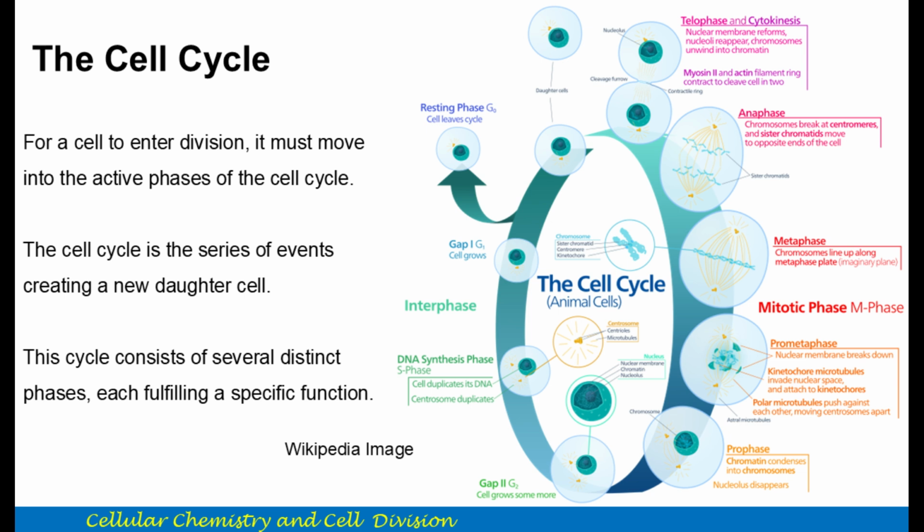For a cell to enter division, it must move into the active phases of the cell cycle. The cell cycle is the series of events that a cell undergoes every time it divides, creating a new daughter cell. This cycle consists of several distinct phases, each fulfilling a specific function. The longest phase of the cell cycle is interphase, which includes the G1, S, and G2 phases. During interphase, the cell prepares for mitosis. The key phase of interphase is the G1 phase, during which the cell actively synthesizes the mRNA and proteins needed for mitosis.